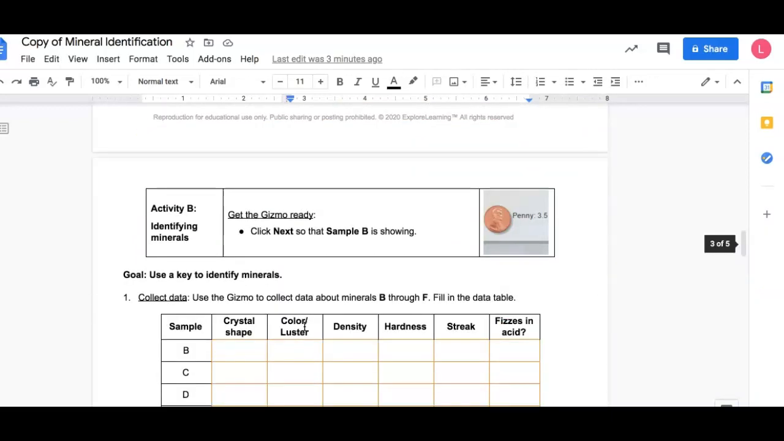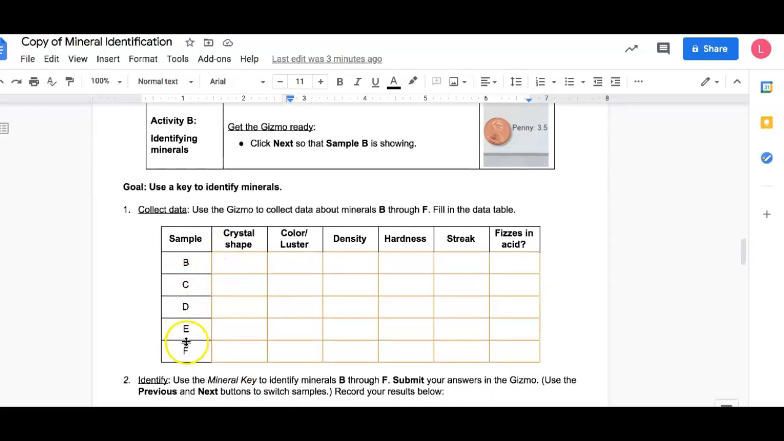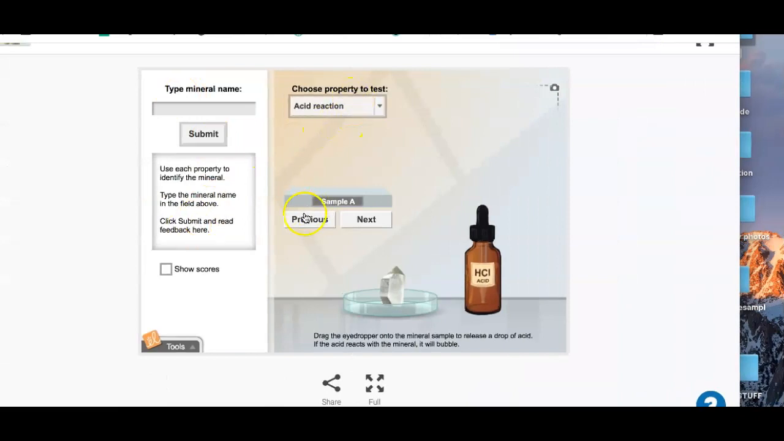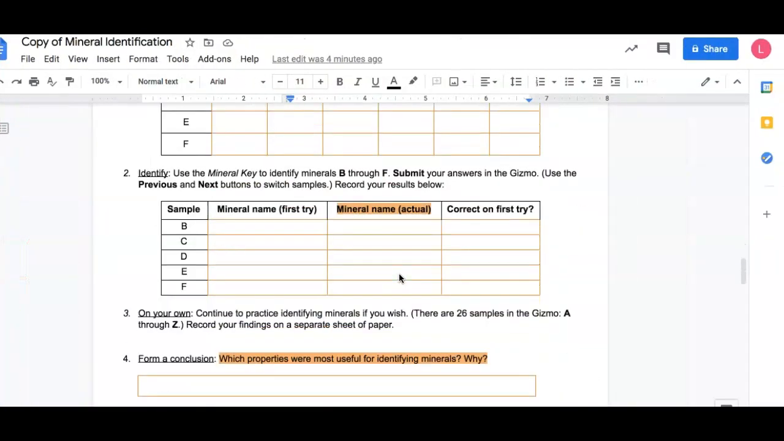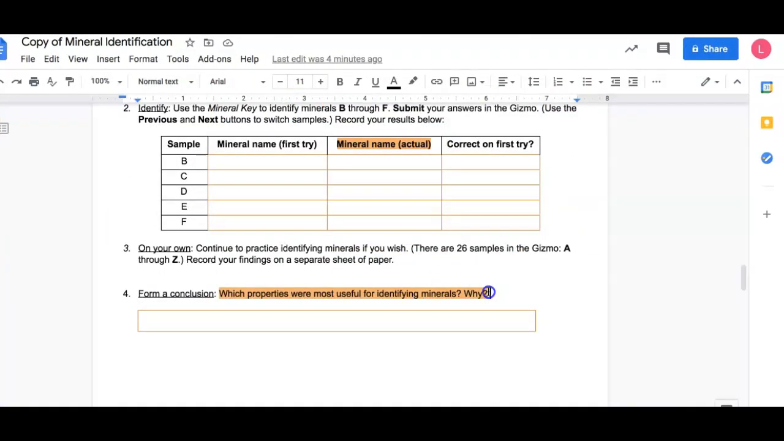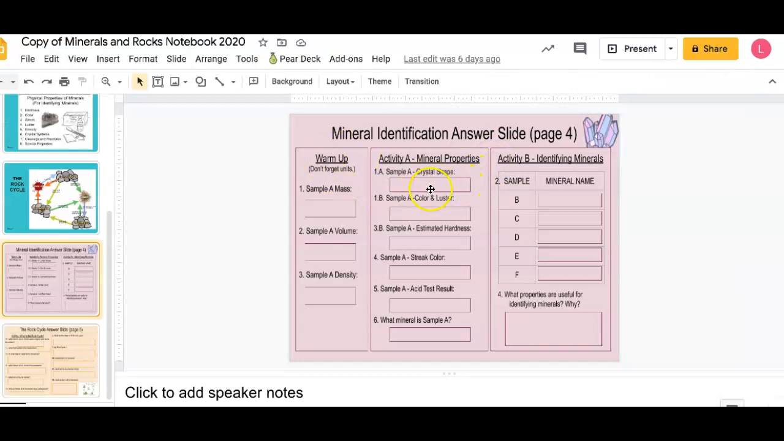And then you're going to repeat the same thing with different samples. So go back to my Gizmos, and here's sample A. You can go next to sample B and test the same thing. Remember, anything that is in the orange is something you're going to put on your slide. Again, that's going to be page 4 in your Minerals and Rocks notebook. Anything that's highlighted in orange, you're going to put into these boxes.